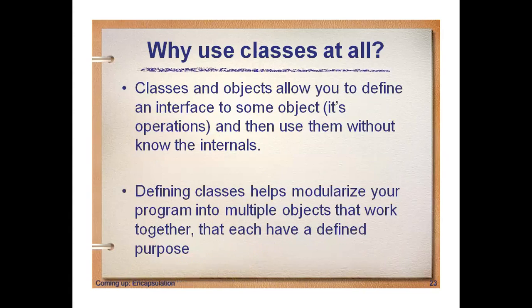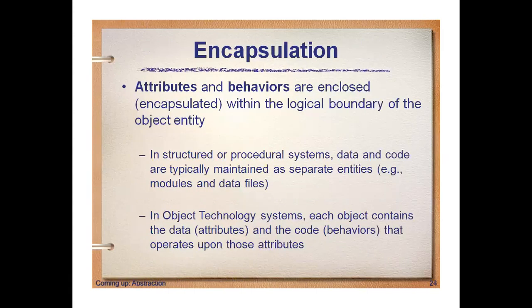So classes allow you to define some kind of interface to an object and then use it without knowing the internals. Classes are just the background thing, and objects are what you basically work on, and you do not even care how the basic system works together. So the class has been hiding some kind of information while you use the system as a whole. How does this work? This works with the help of encapsulation. The attributes and the behaviors are enclosed and encapsulated within the logical boundary of the object entity.